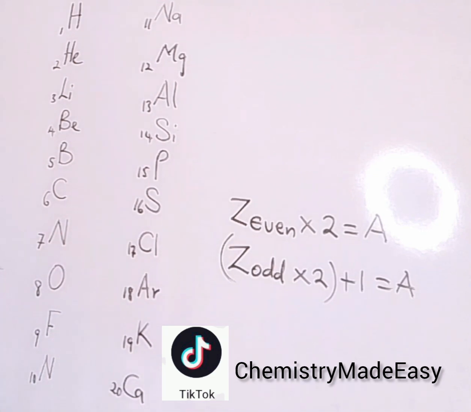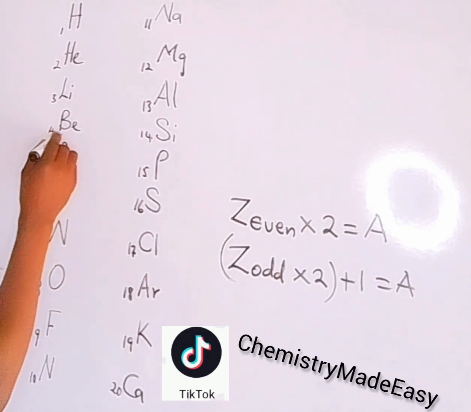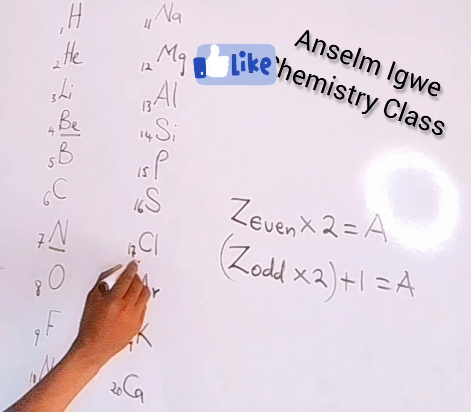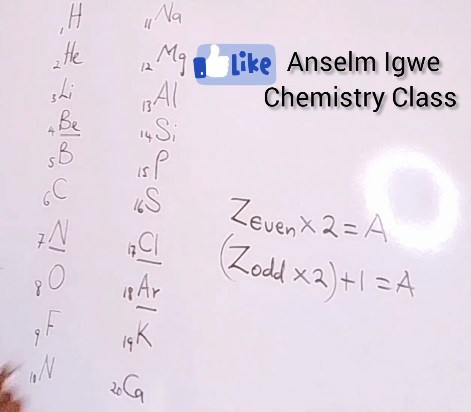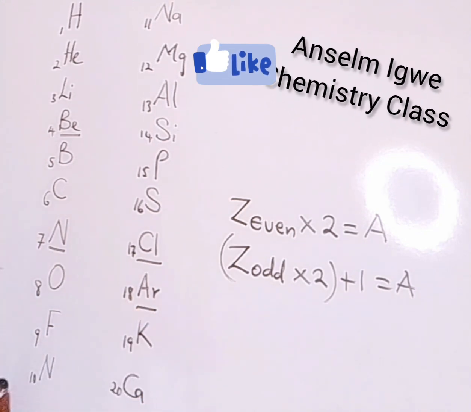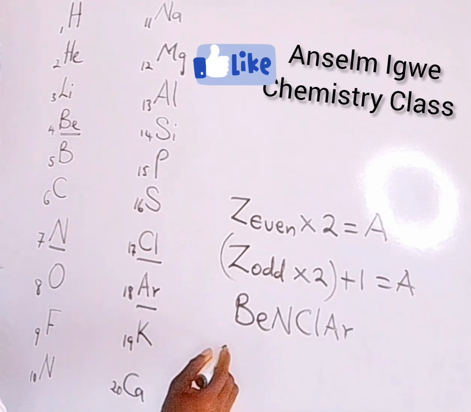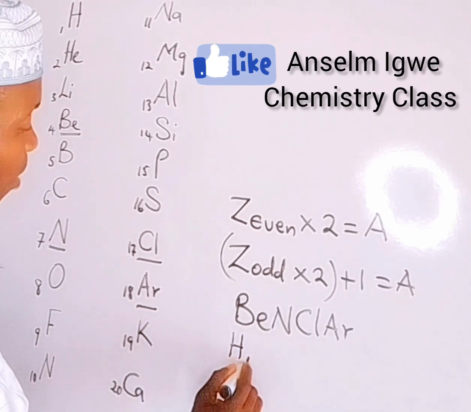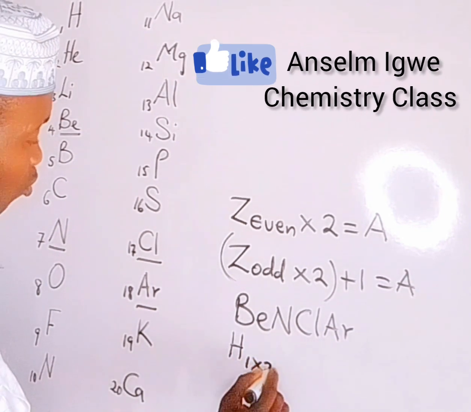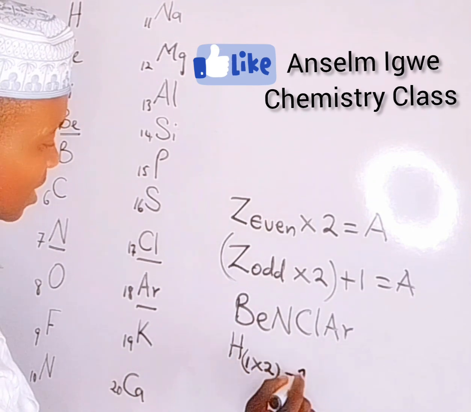Exceptions to this rule are beryllium, nitrogen, chlorine, and argon. And I can summarize these 4 as Ben Clear. So these are the exceptions. In the case of hydrogen, the atomic number is 1. Multiply it by 2 and remove 1. This is a special case.